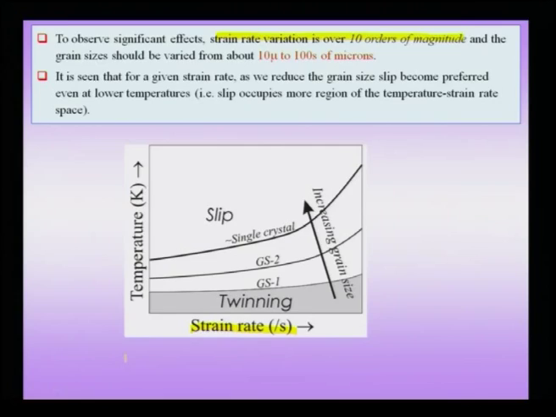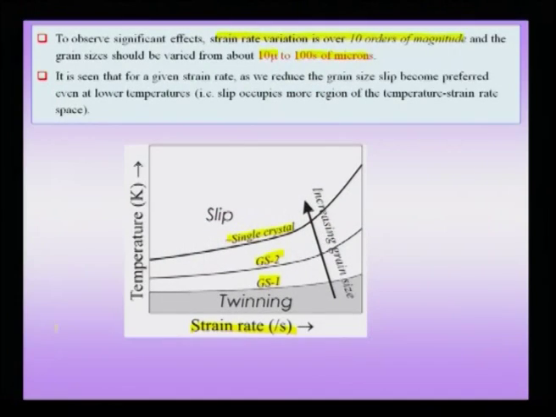And the grain sizes here, I am talking about a variation in grain size also, in addition to the temperature and strain rate. And here of course there is the case of a single crystal, a large grain size material which is of the order of about hundreds of microns, and there is a small grain size material which is of the order of about tens of microns. That means in a single diagram I am trying to study the competing deformation mechanisms of slip and twinning as a function of the temperature and the strain rate.